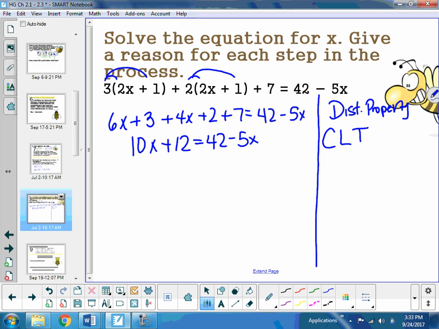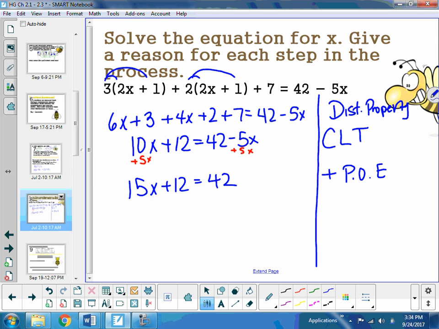A lot of writing. Now mathematically, what I would do next, I want to get this negative 5x to the other side. In my brain, I would not write this step down, but I'm thinking, I need to add 5x to both sides. If I do that, it's 15x plus 12 equals 42. So what allowed me to add 5x to both sides? Back to your properties of equality. It's the addition property of equality, and I would shortcut it to the addition sign, POE, property of equality.